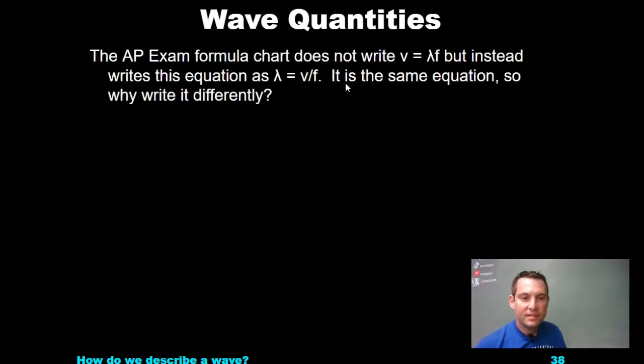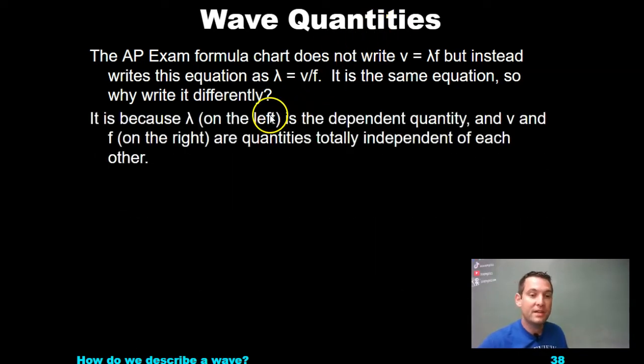If you're taking the AP exam, the formula chart does not write v equals lambda f, but instead writes the equation as lambda equals v over f. It's the same equation, so why do we write it differently? This is the exact same thing with a equals F over m. It's because lambda on the left is the dependent quantity, and v and f are on the right, and those quantities are totally independent of each other.